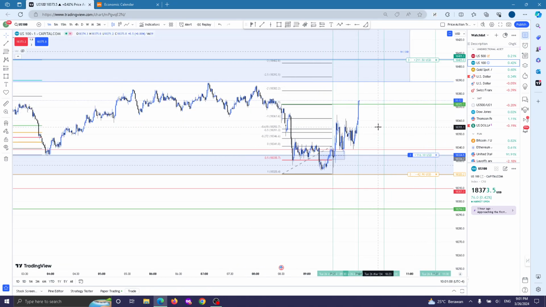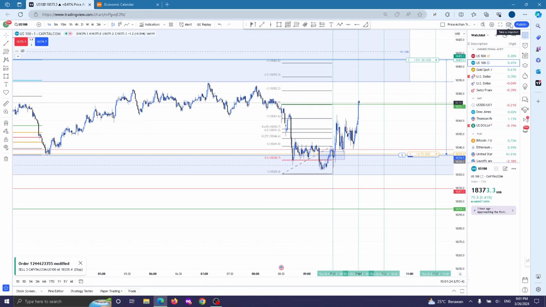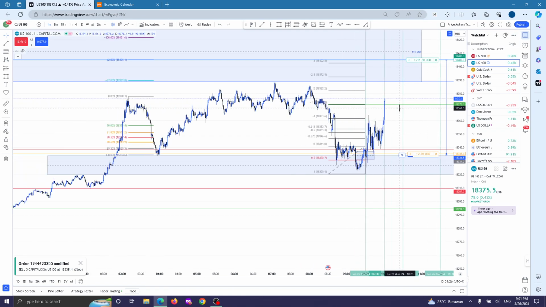Look at the drive of this thing. Yup, we took this equilibrium of these two ranges, the breaker and the fair value gap, so I'm gonna move my stop to break even. Bada boom, bada bing, bada boom, bada bing.